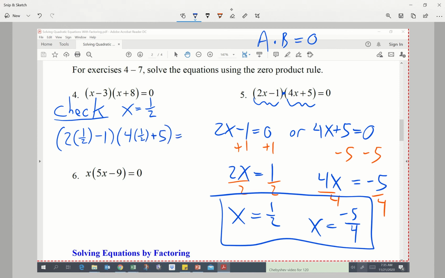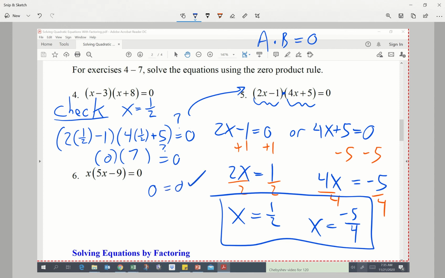So I'm plugging it back into the original expression, and the question is, does that truly equal 0? Let's do a little bit of math here. 2 times 1/2 is 1, and then 1 minus 1 would be 0. So the first factor is going to be 0. 4 times 1/2 is 2. 2 plus 5 is 7. And sure enough, 0 times 7 is 0.